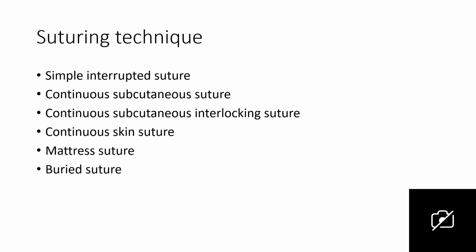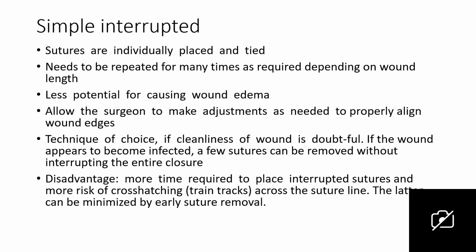Suturing techniques: simple interrupted suture, continuous subcutaneous, interlocking suture, continuous skin suture, mattress suture, and buried sutures. Simple interrupted sutures are individually placed and tied. This needs to be repeated as many times as required depending on the wound length.